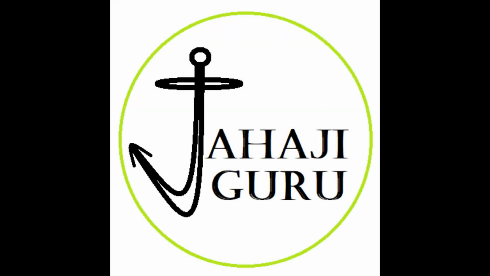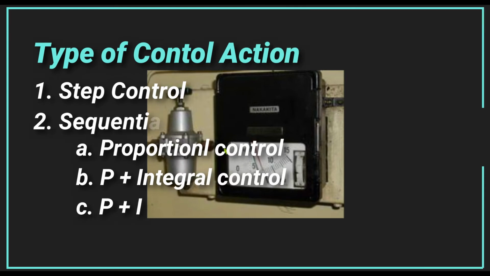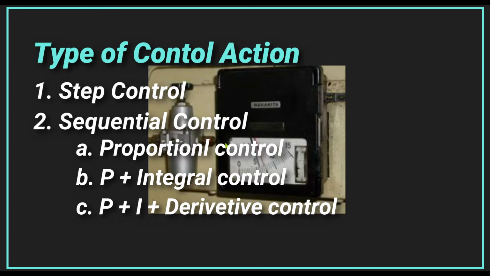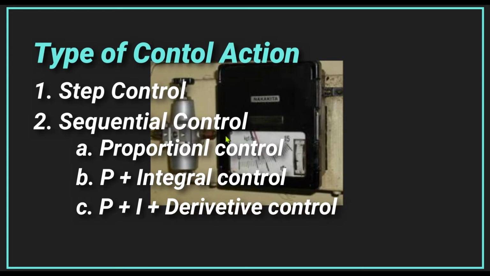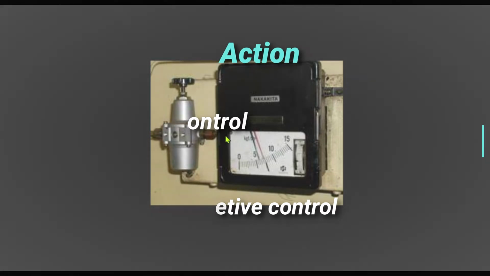Friends, today we are going to discuss the Nakakita pneumatic PID controller. First we must know the various control actions. The first one is step control, which we know as on-off control. The example is a float switch. Then sequential control. In sequential control we know proportional control, integral control, and proportional, integral and derivative control.